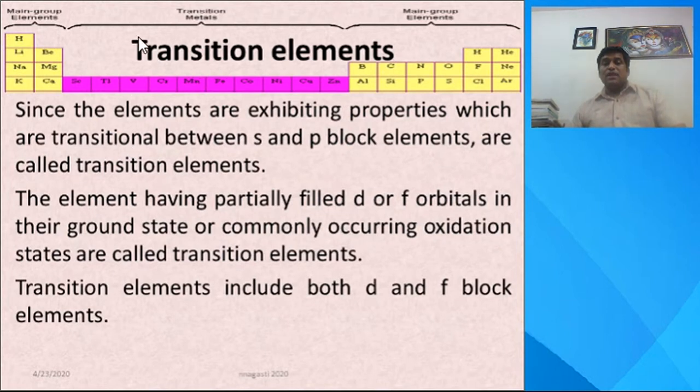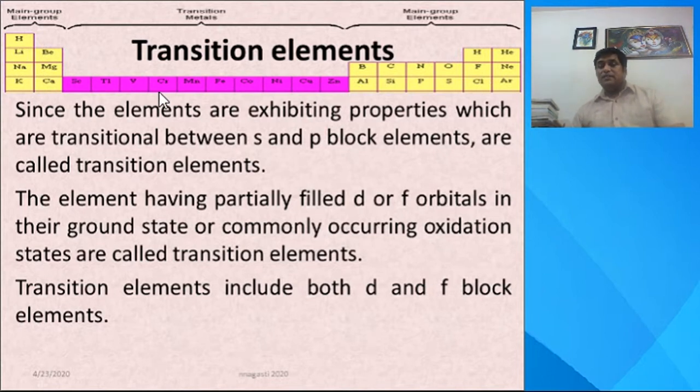Now, why the name transition element? Look at the periodic table again. On left portion you have highly metallic elements, alkali and alkaline earth. On right side you have metalloids, non-metals and gases. So there is a change in property from left to right if you move in periodic table. Highly metallic to non-metallic. So the metallic character is decreasing.